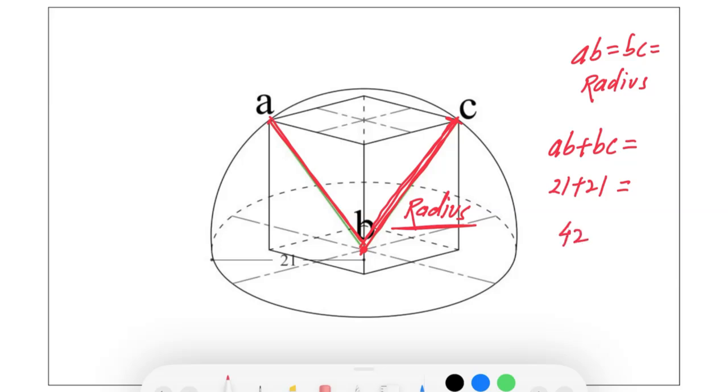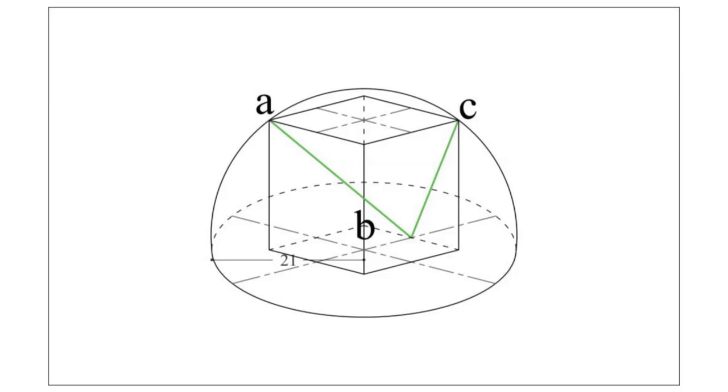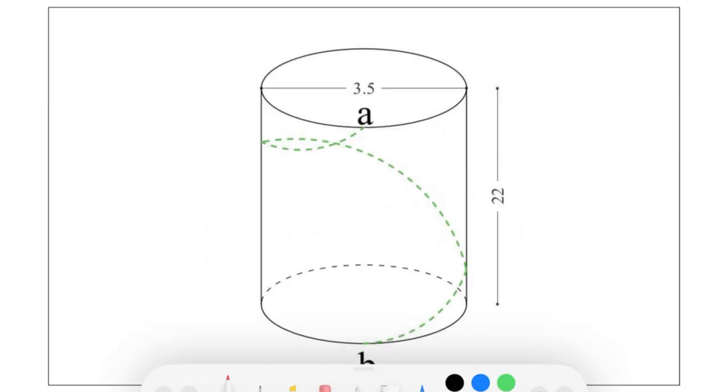Let's move to the next question now. This is again a question for you all. Please answer in the comments what will be the final answer for this question. Now we have a bit complicated question. We have a cylinder and a spiral within it.